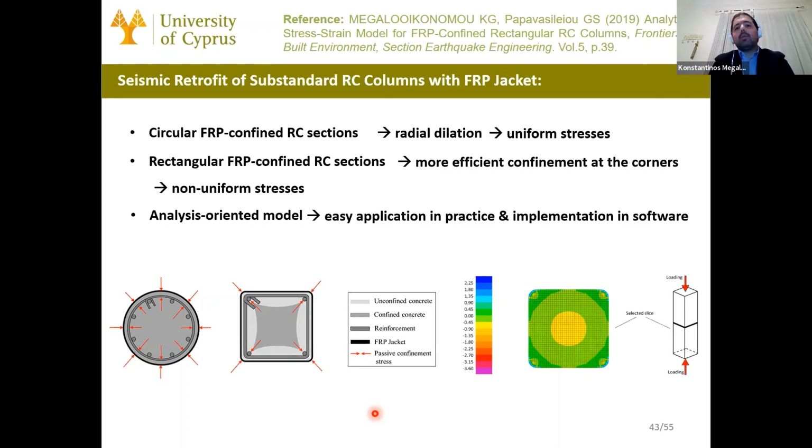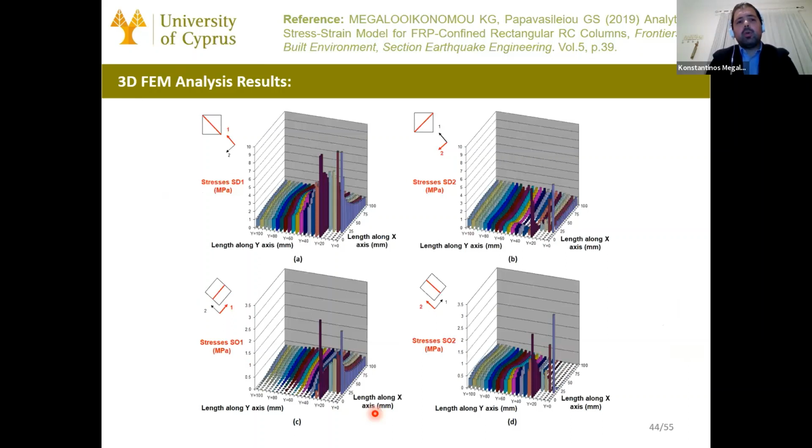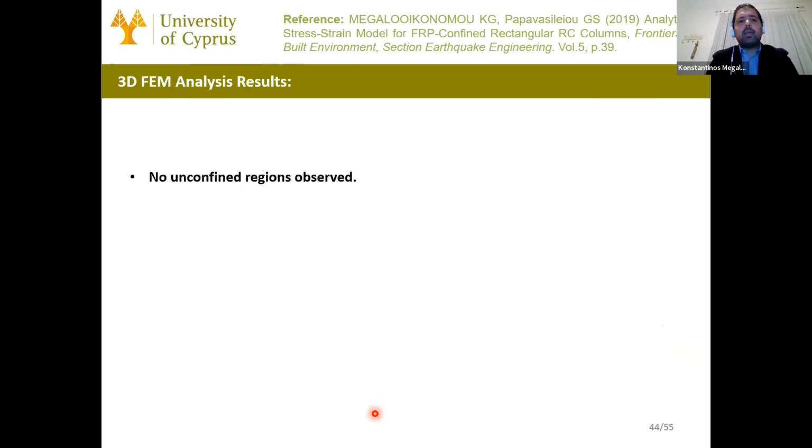a 3D finite element model with solid elements for concrete and shell elements for the FRP jacket. It's a slice of a square column under axial load. And we wanted to study the non-uniformity of the confinement stresses inside the section. And you can see the plot of the stresses along the diagonals and along the lines parallel to the sides. And what came out is that there are non-confined regions, observed as this arching action is usually considered in confinement with steel ties.